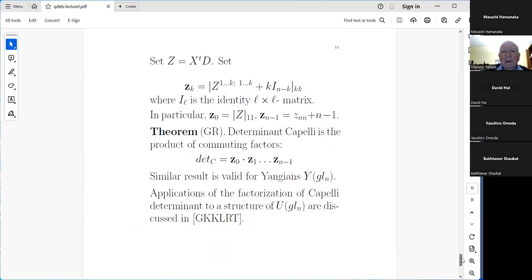And let's do the following. Denote this product that we already had, X transpose D, as a matrix Z. And let's consider the following matrix. I will remove the first K rows and first K columns, and I add this identity matrix times this integer K. So everything is canonically defined. In particular, when K equals zero, I will have just my matrix Z, the quasi-determinant of the matrix Z.